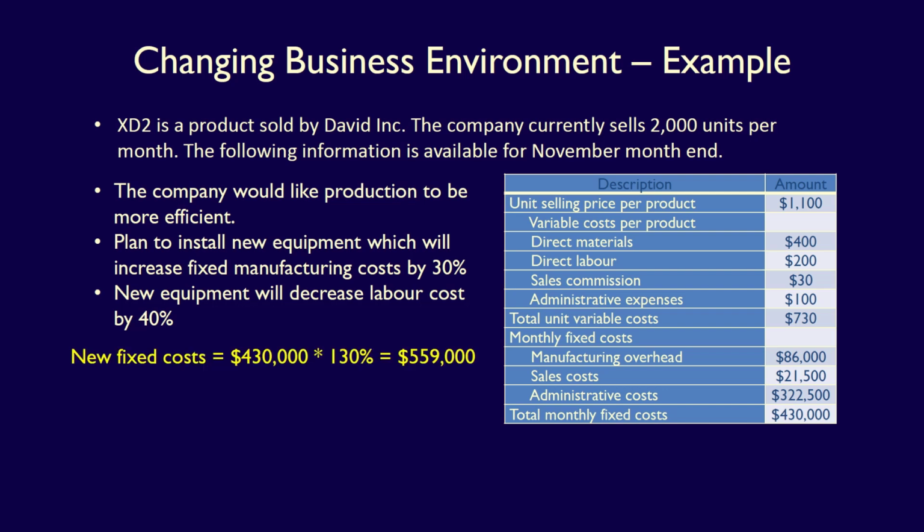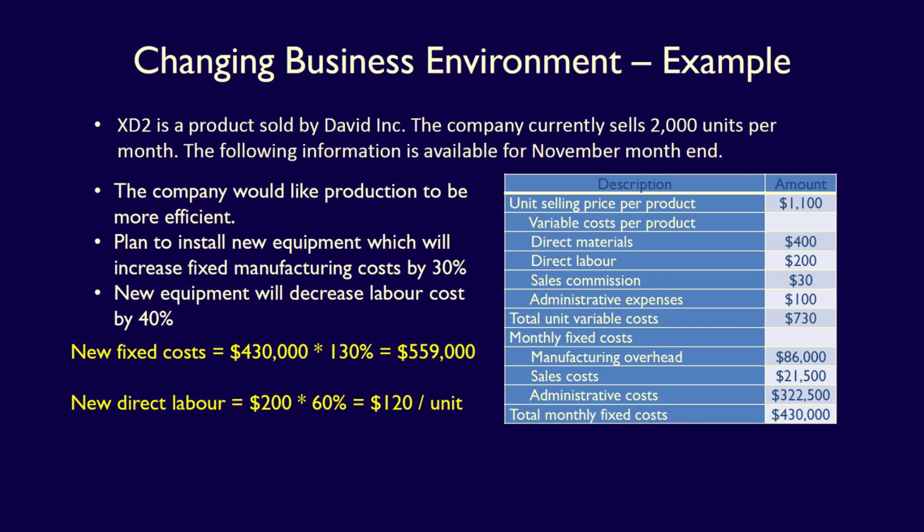First, the fixed costs were $430,000, but with a 30% increase in fixed costs, the new fixed costs will be $430,000 multiplied by 130%, which is equal to $559,000. This would cause the direct labor costs, which are $200 per unit, to decrease by 40%. So $200 multiplied by 100% minus 40%, which is 60%, is equal to $120 per unit.